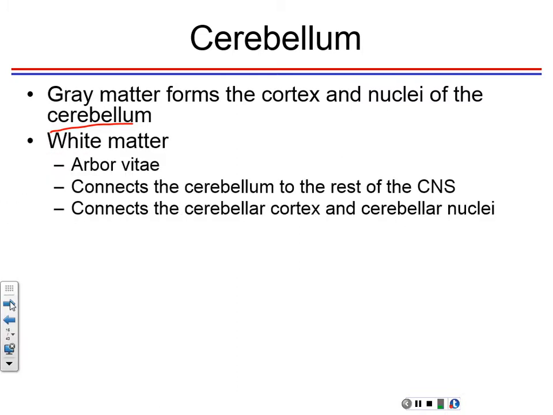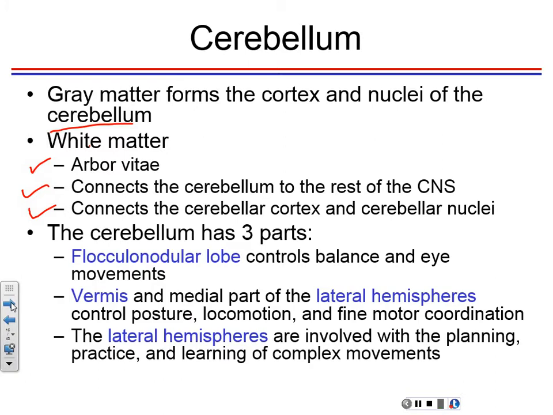So we'll split it into three major parts of the cerebellum and talk about the function of those three major parts. Like I was saying earlier, arbor vitae means tree. The structure of the cerebellum is like a tree, with a trunk and leaves and whatnot. So it's called the arbor vitae structure of the white matter inside. And of course, it connects the cerebellum to the rest of the system, the cerebrum, and so forth. There are certain nuclei that deal with certain things in the cerebellum, and we'll talk about each one. So three major parts.